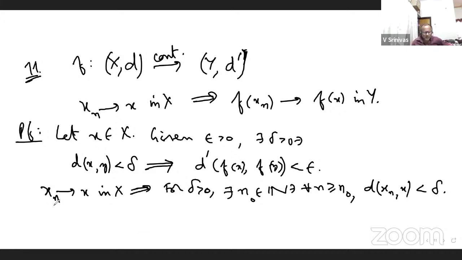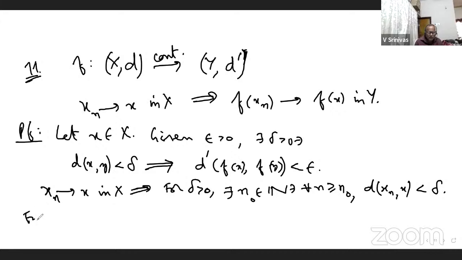What is the meaning that the sequence xn converges to x in X, the xn's coming from capital X? If you take any positive number, corresponding to that there will be a natural number n naught, a fixed natural number, such that whenever the suffix n is larger than n naught, the distance between xn and x can be made less than this arbitrary positive number. So now you use this n naught.